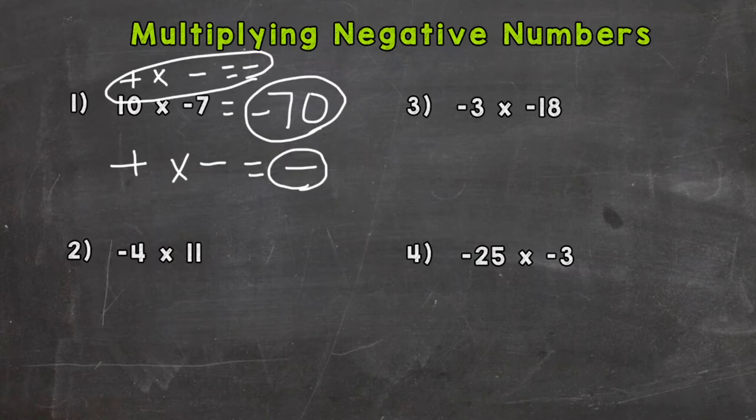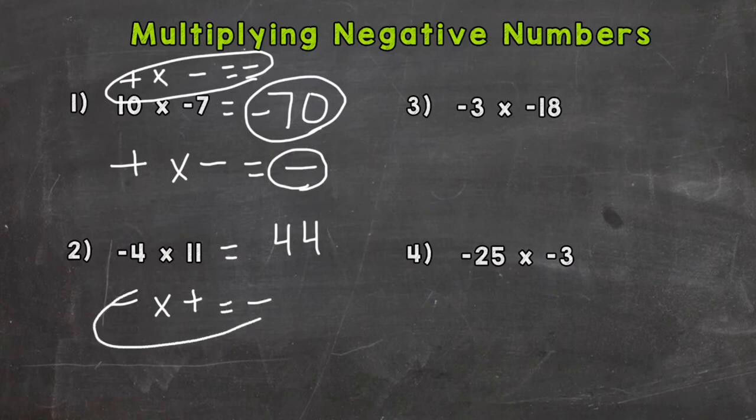Let's try number 2. So we have a negative times a positive. A negative times a positive. So let's do 4 times 11 first, which gives us 44. Now when we have a negative times a positive, our answer's always going to be negative. So this is going to be negative 44. So number 1 and 2 are very similar. Positive times a negative and a negative times a positive. Both situations give us a negative answer.